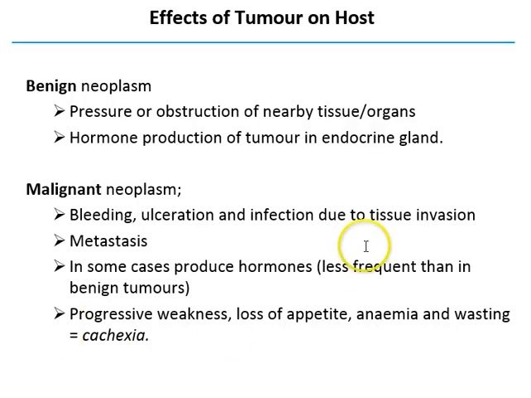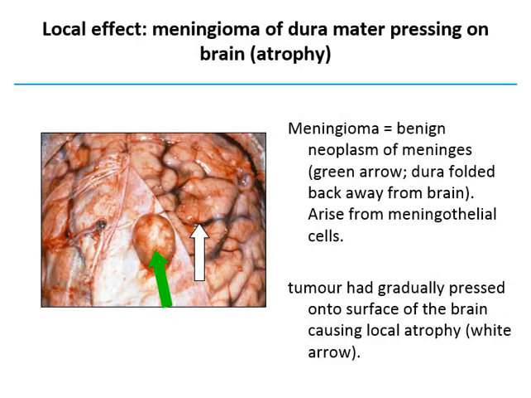Malignant tumours present additional problems. For example, they can cause ulceration due to a loss of surface epithelium. You can also get infarction or death of tissue due to obstruction of blood vessels as the tumour spreads. And reduced food intake is probably the major cause of continuing weight loss in patients suffering from cancers, that's malignant neoplasms.